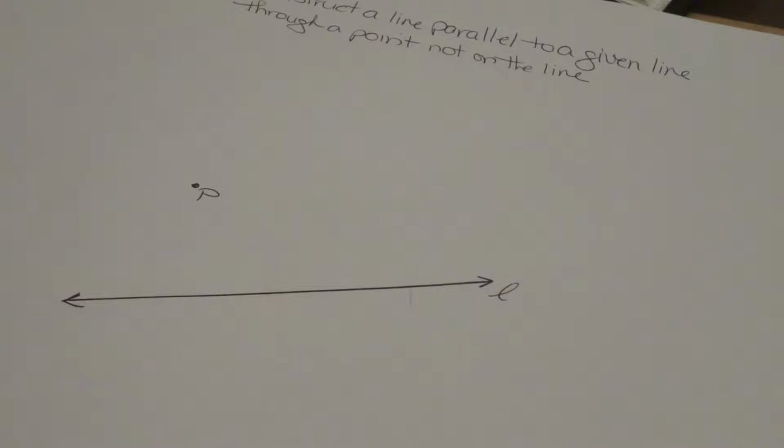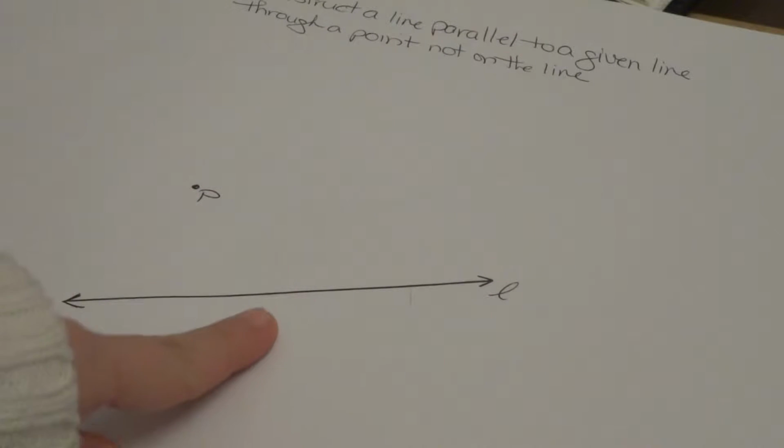This is the last video that's designed to go with section 14.3 of the Mathematics for Elementary Teachers book by Musser. So in this last video, we're going to be constructing a line parallel to a given line through a point that's not on the line. And you can see the point and the line that I've already drawn.